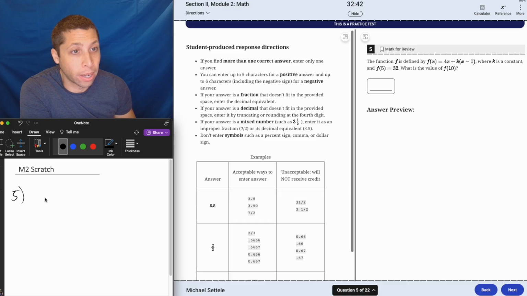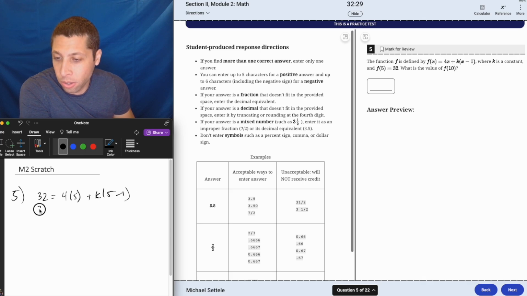Okay, so f of x equals 4x plus k times x minus 1, where k is a constant. If f of 5 is 32, so let's just plug that point in. 32 is equal to 4 times 5 plus k times 5 minus 1. So 32 is 20 plus 4k. So 12 is 4k, right, minus 20. And so k is 3.